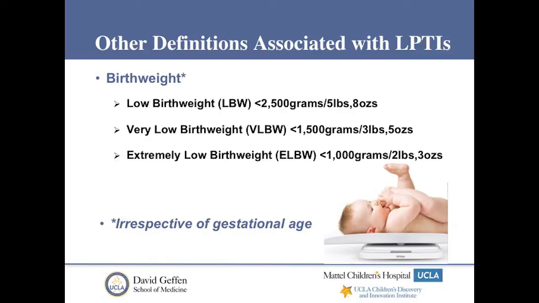In addition to thinking of gestational age, it's also important to consider birth weight, because birth weight, irrespective of gestational age, can be associated with differential outcomes and adverse impact on the patient. So low birth weight is less than 2.5 kilos. Very low birth weight, or VLBW, is less than 1.5, and then ELBW is less than 1 kilo.